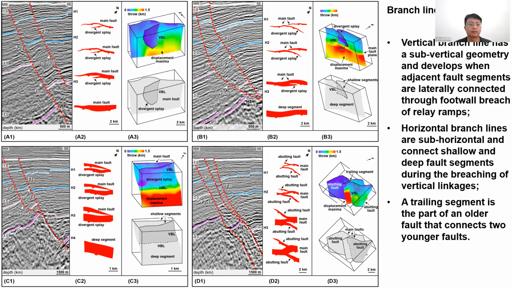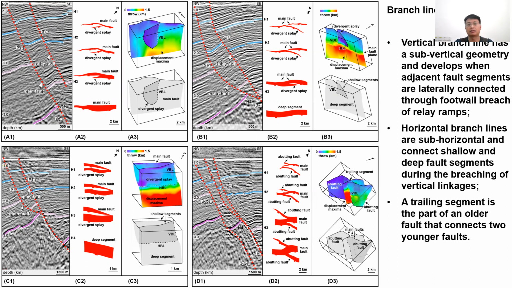From the studied area, we can see clearly that there are many branch lines. The vertical branch lines have a subvertical geometry and develop when adjacent fault segments are laterally connected through bridges or relay ramps. For example, the example A.